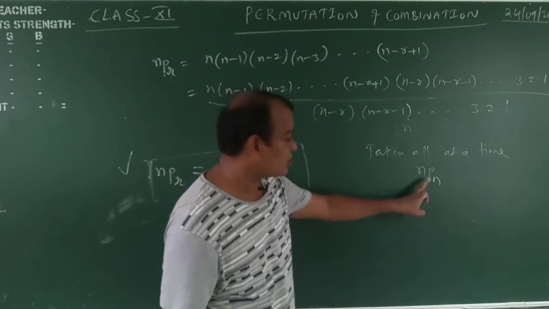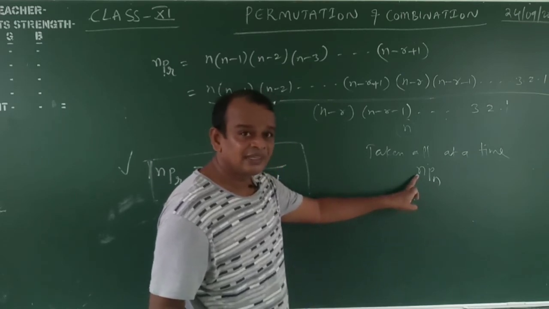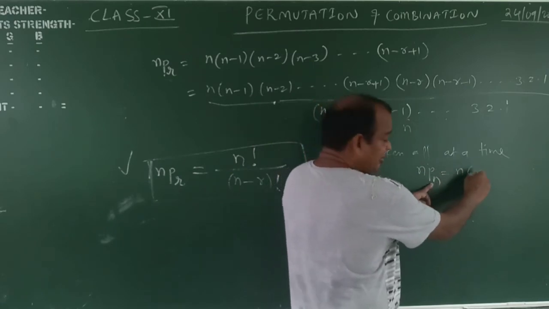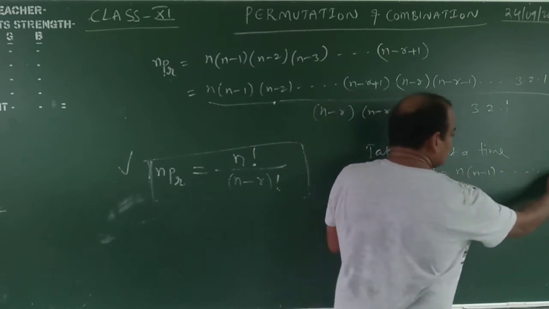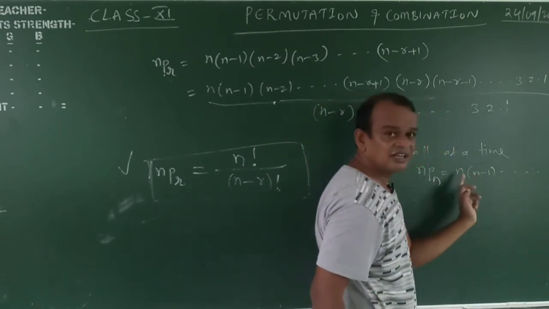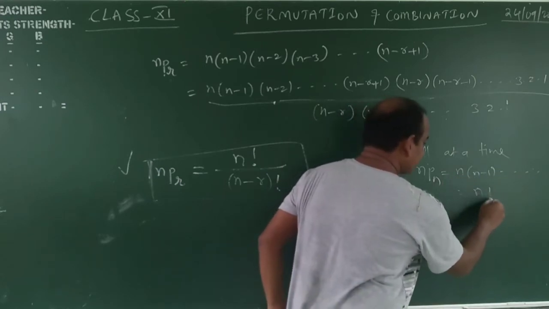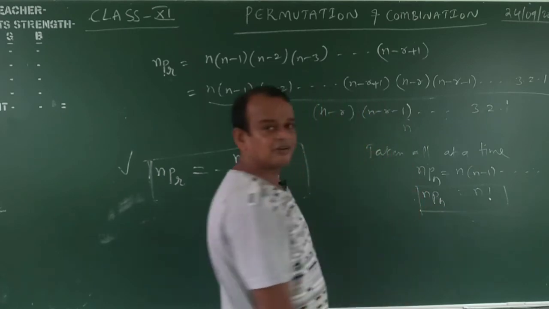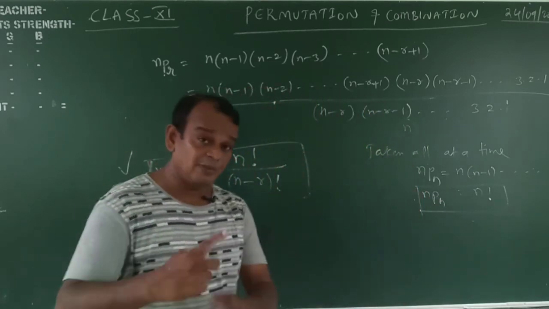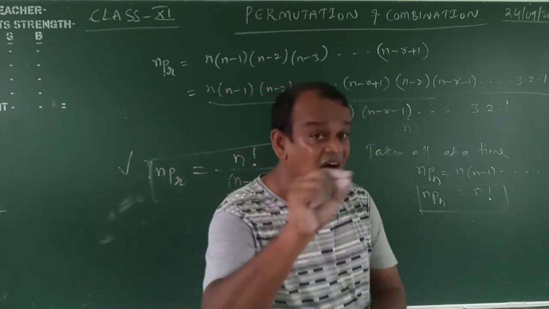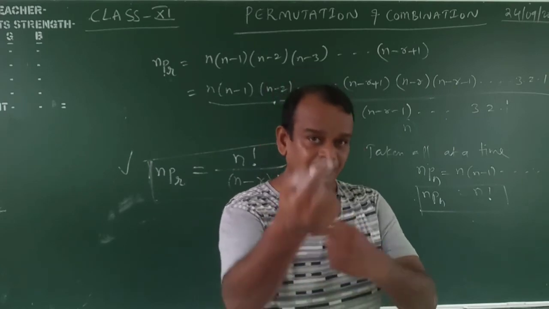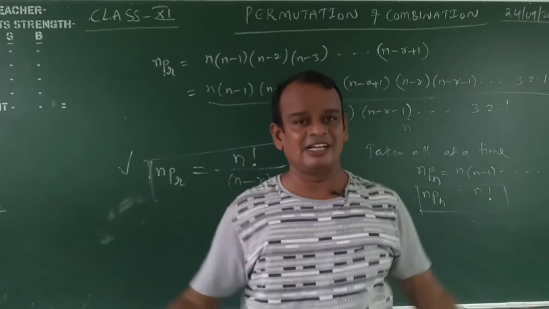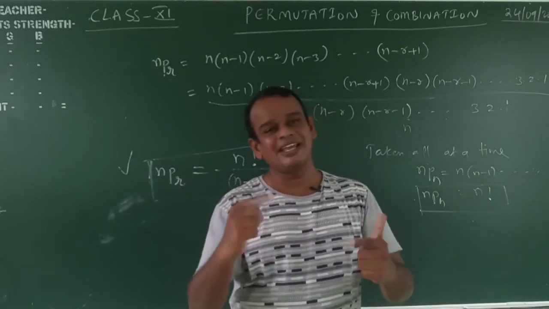n factors. Now starting with n, how to write? n minus 1, and so on up to 1. These are the n factors, or not? This is nothing but n factorial. What is the value of nPn? nPn must be n factorial. The number of permutations of n different things taken r, small r, at a time is nPr. The number of permutations of n different things taken all at a time means nPn.